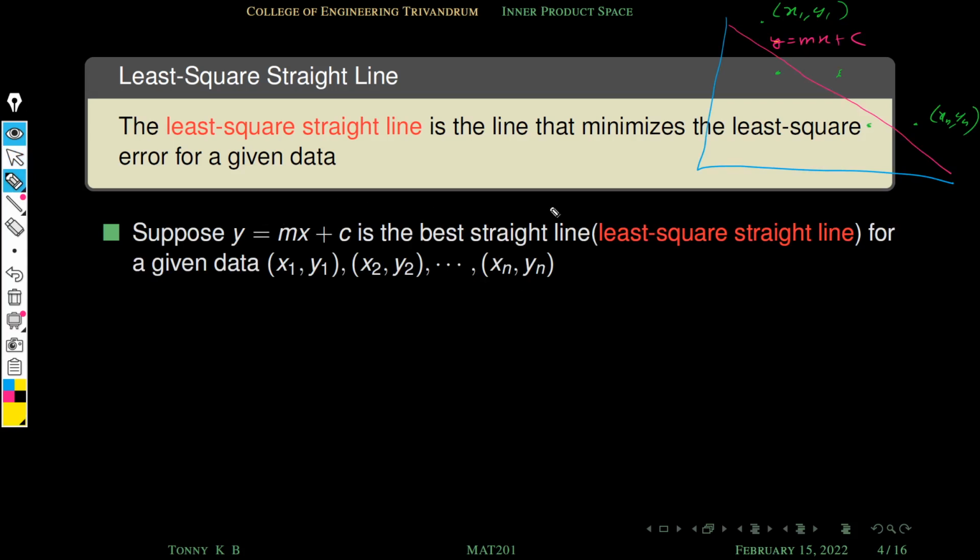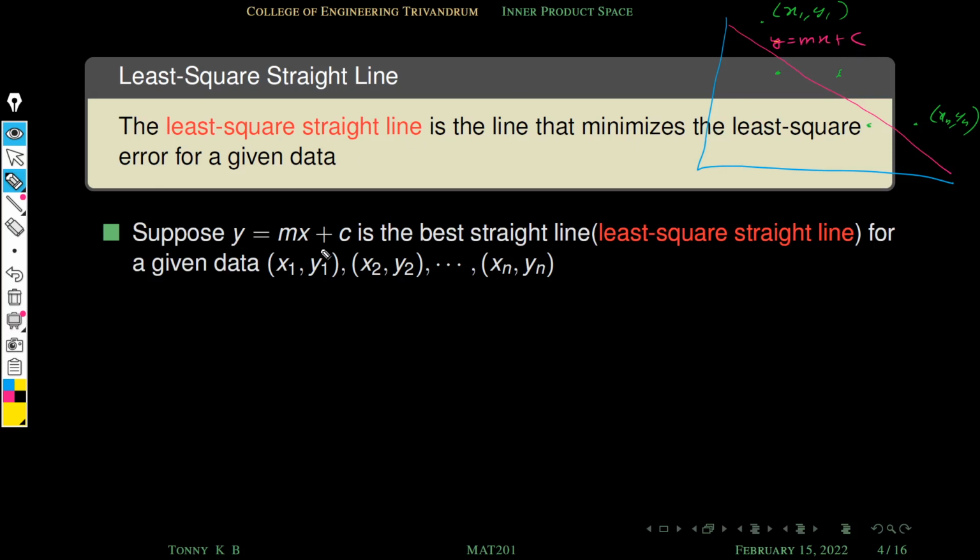Okay. So suppose this is our situation. We have data points x1, y1, x2, y2, etc., up to xn, yn, and we also assume that there is a best straight line. So y equals mx plus c is the best straight line in this sense. That means this straight line minimizes the least square error for a given data. Our aim is to find this m and c, because only this m and c are unknown. So our aim is to find this best m and c.